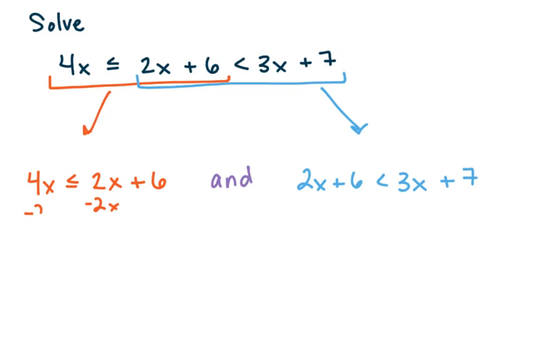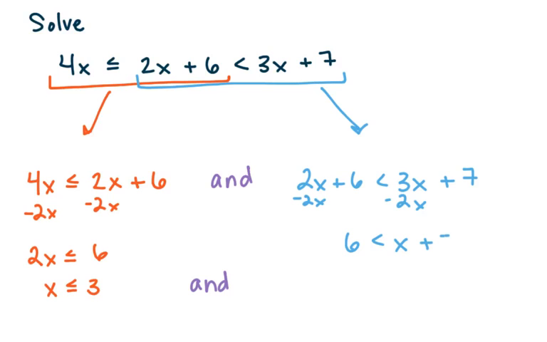So now I'll subtract my 2x. That gives me 2x is less than or equal to 6. I'll divide by 2 on both sides. X is less than or equal to 3. And the other problem, now when I think about trying to solve this and moving that 3x, I'll subtract 3x. That's going to give me a negative 1. So I'm going to choose to move the 2x over to the right side. I'll say minus 2x. And I have 6 is less than x plus 7. I'll subtract 7 from both sides. Minus 7. I have negative 1 is less than x.